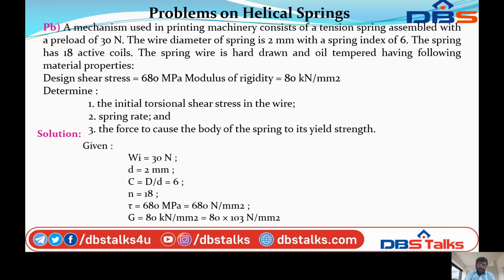So 80 into 10 cube Newton per mm square. So ఇది మనకి ఇచ్చిన ప్రాబ్లం. సో హౌ టు డిటర్మైన్. సో దీంట్లో మనం ఏది కనుక్కోమన్నాడు, ఇనిషియల్ టార్షన్ షియర్ స్ట్రెస్ ఇన్ ద వైర్. సో ఇనిషియల్గా టార్షన్ షియర్ స్ట్రెస్ ఎంత ఉంది వైర్లో, దాన్ని కనుక్కోమన్నాడు.